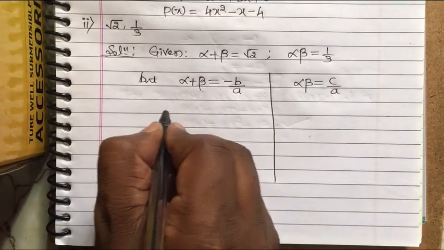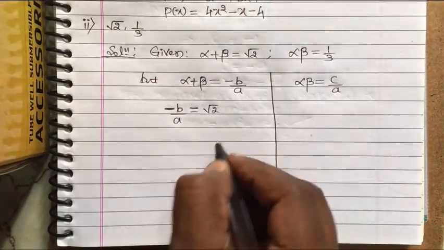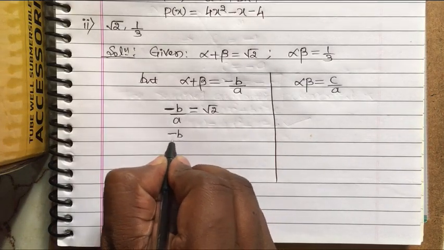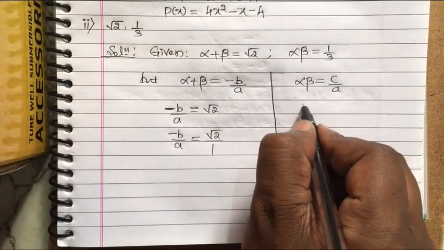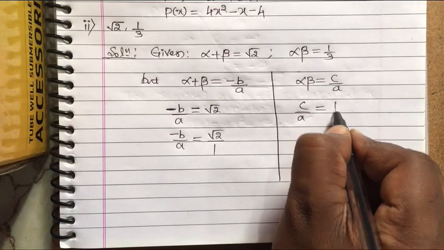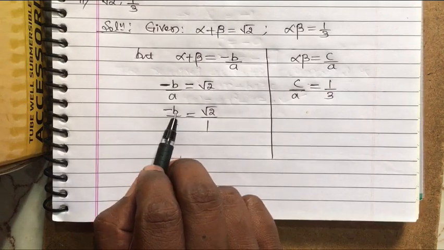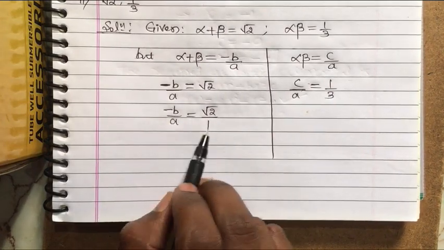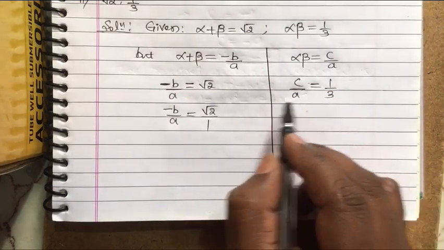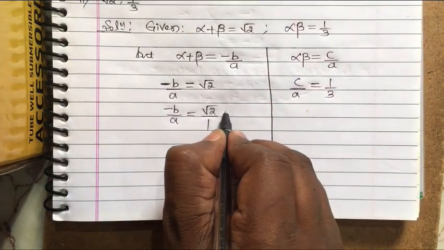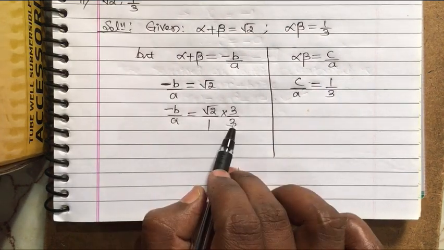So now minus b by a is equal to root 2, which is nothing but root 2 by 1. Then here c by a is equal to 1 by 3. So now compare both the ratios. Minus b is equal to root 2 and a is equal to 1, but here a is equal to 3. So we need to make a equal now. Here a is 3, here a is 1. So what I do is I multiply and divide by 3 here, so that we get a as 3.